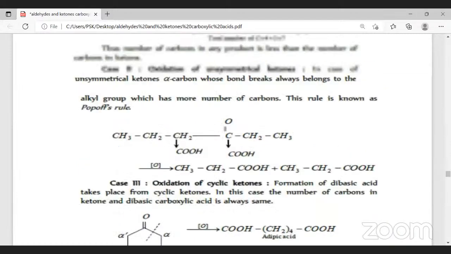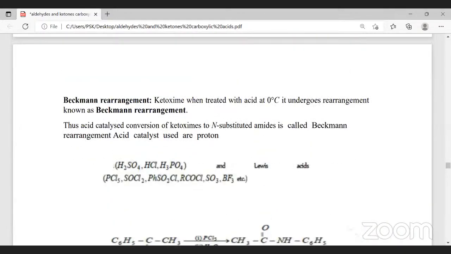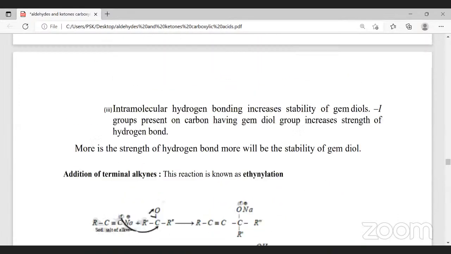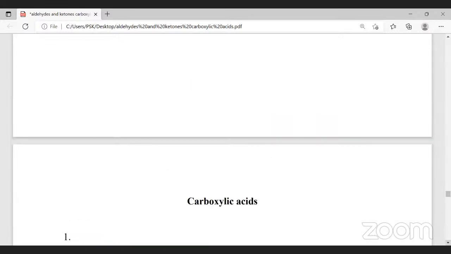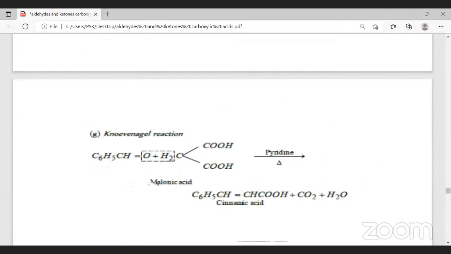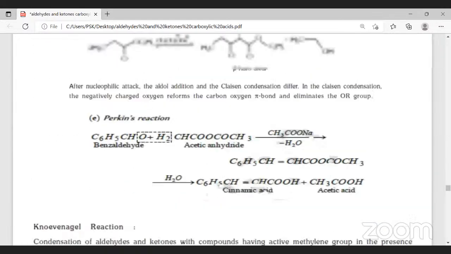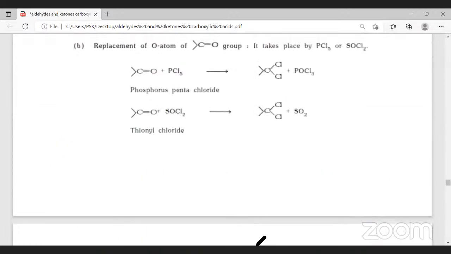Where's carboxylic acid gone? Yeah. All right. Just give me a moment.